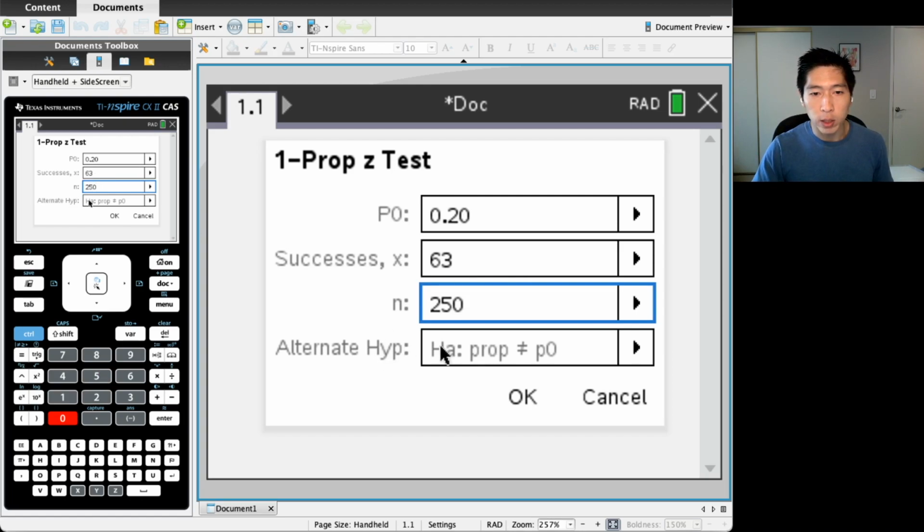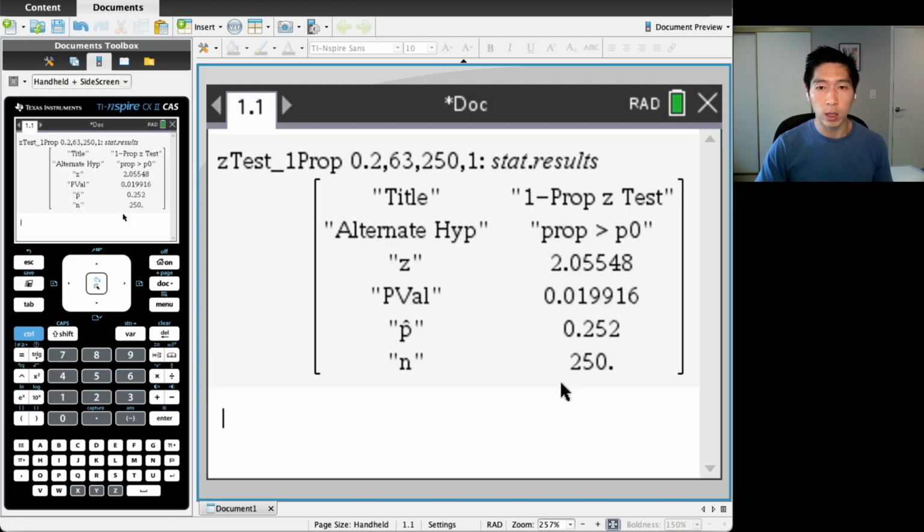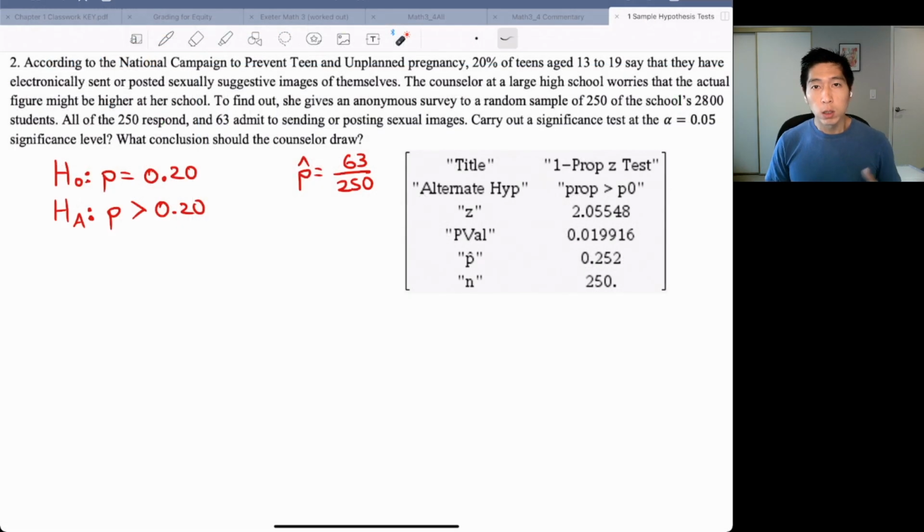Our alternative hypothesis, we said that the true proportion was greater than 0.2. So here, prop not equal to P0, that's not what we're going to use. We're going to use prop is greater than P0, and then we can get these results right here. So when we look at this, we have our Z of 2.05548, but more importantly, we have our p-value of 1.99%. Since our p-value is less than our significance level of 5%, we would reject the null hypothesis.